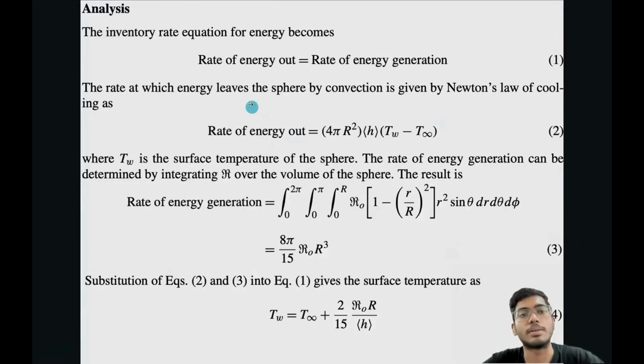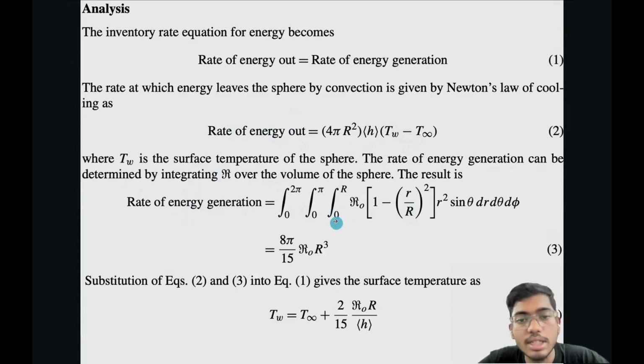Now here is the solution of this question. This is what we discussed. Rate of energy out by convection is equal to rate of energy generation inside the sphere due to the fission reaction. The rate at which energy leaves the sphere can be given by Newton's law of cooling, which we learned previously. So it is area into average heat transfer coefficient into ΔT characteristics. So here the characteristic temperature would be the temperature of the cooling fluid that is flowing, T infinity, and Tw would be the temperature of the surface, which we require. So here we have got the equation for rate of energy out. Now we will go for rate of energy generation.